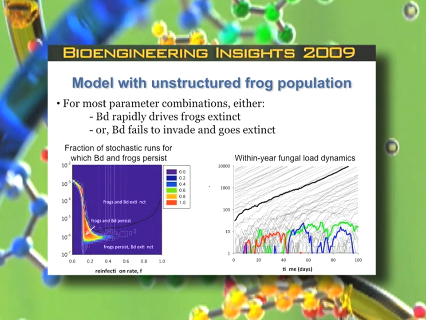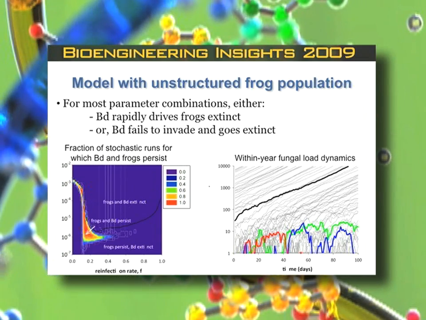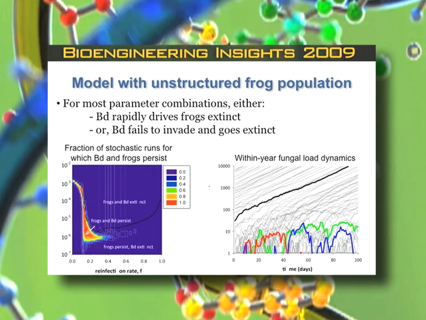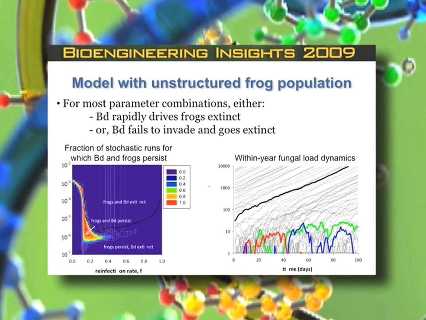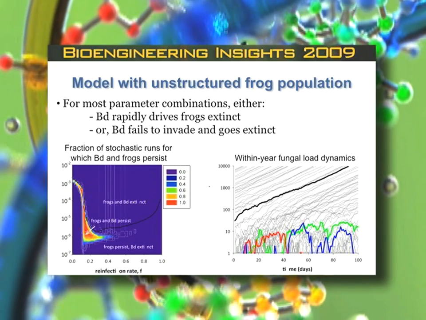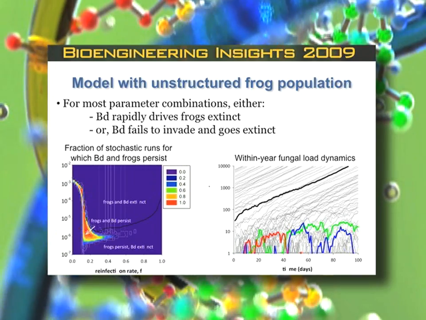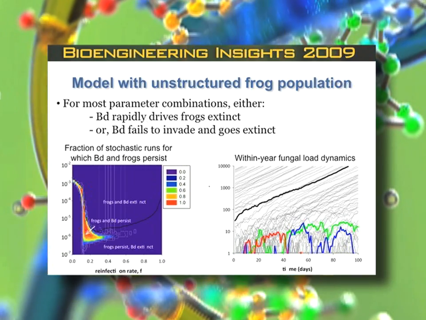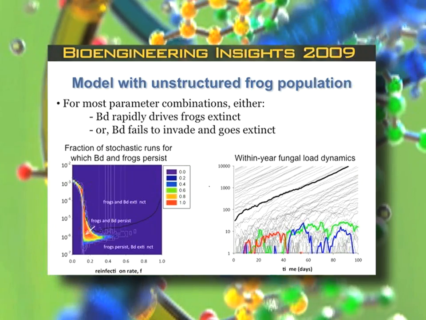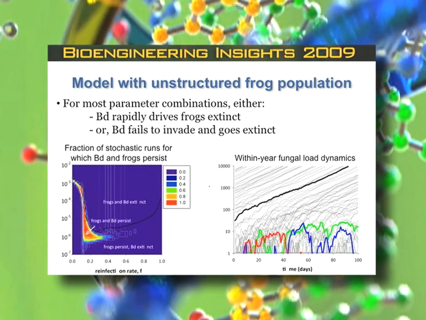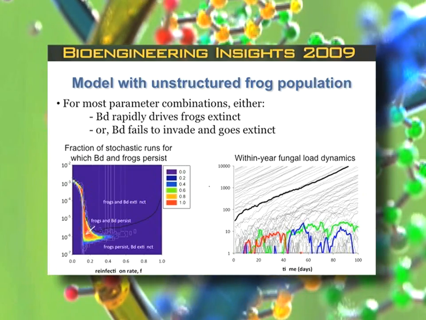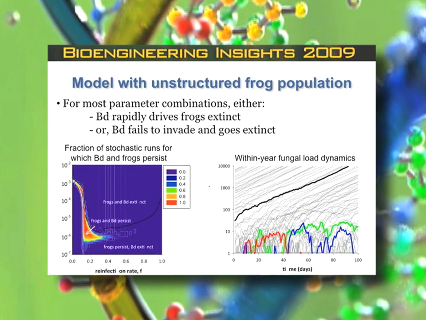For this type of unstructured frog population, for most parameter combinations, what you're going to get is either BD rapidly driving the frogs extinct, or BD failing to invade and itself going extinct. I'll show a couple of graphs like this where, for different combinations of parameters, this is showing the fraction of a bunch of stochastic runs for which BD and frogs are able to persist. The red regions are where they are persisting, and the blue regions are where they're not.